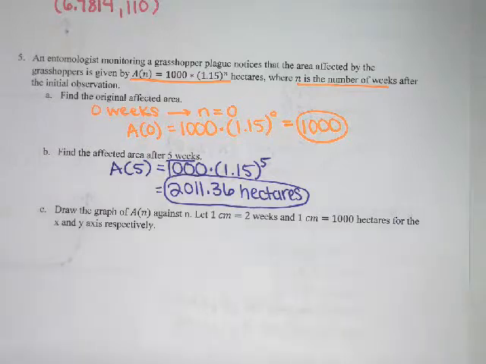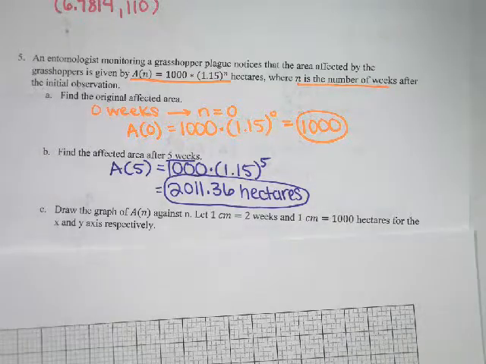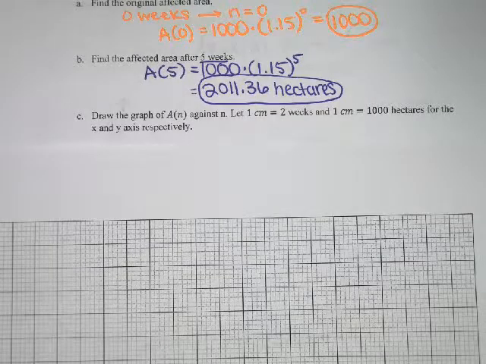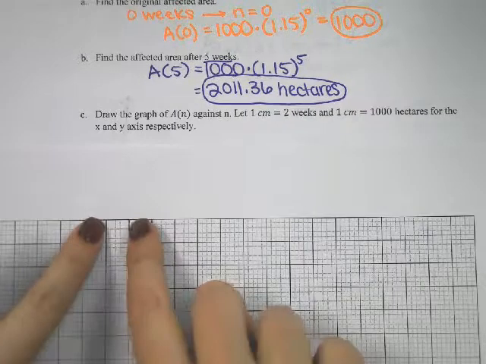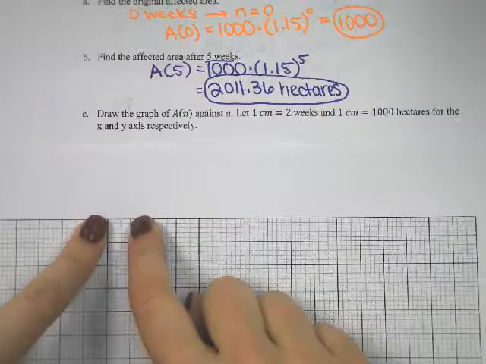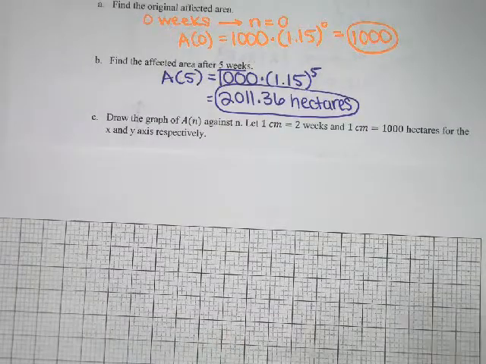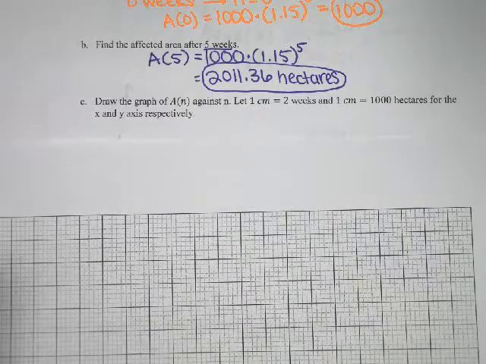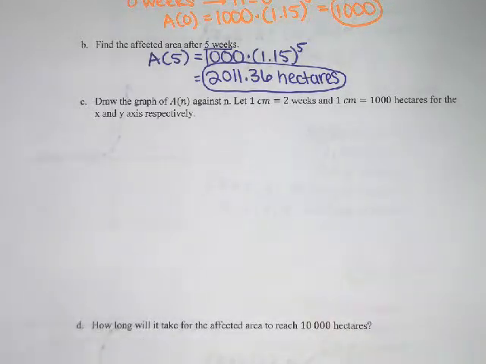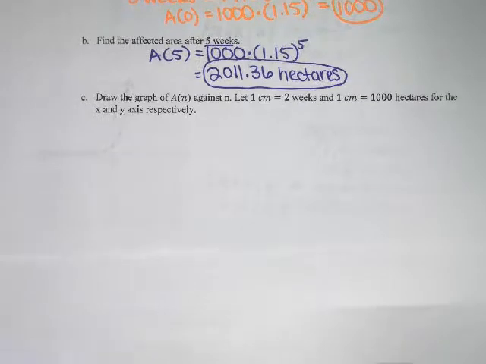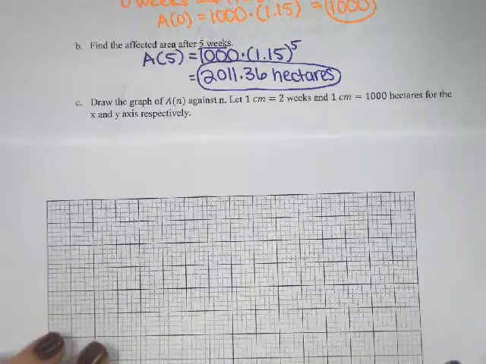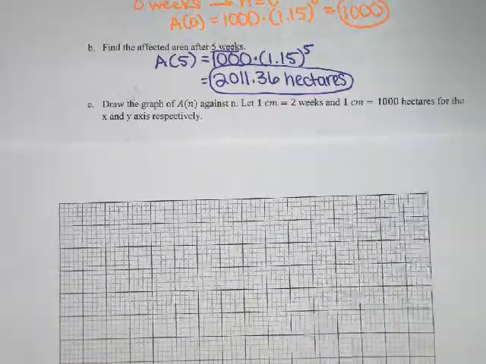For this next question, I'm going to use the graph paper that IB gives you whenever you're taking your exam. So this is 1 centimeter graph paper. Every solid line is 1 centimeter, and they're going to tell you in some cases how to scale your axes. So this says draw a graph of A_n against n. Let 1 centimeter equal 2 weeks. I'm going to make a little graph here. And 1 centimeter is 1,000 hectares.